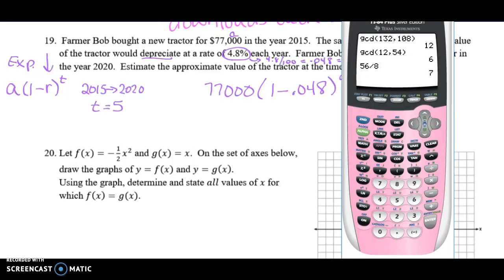Go to our calculator and get that value. So 77,000, 1 minus R to the T. And so it's money, I got to round it. $60,210, and then it rounds to 95 cents.